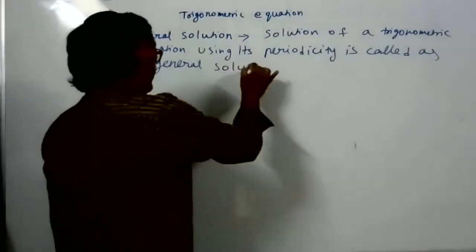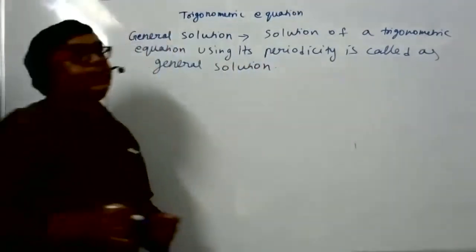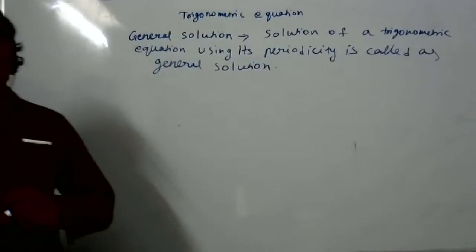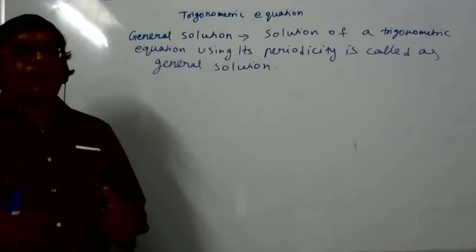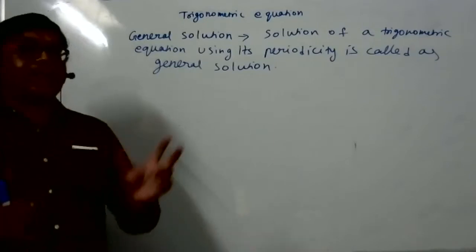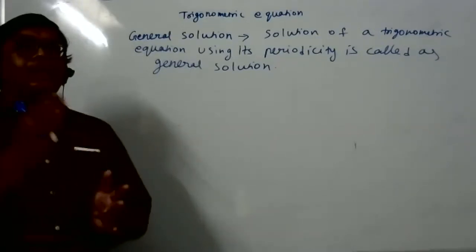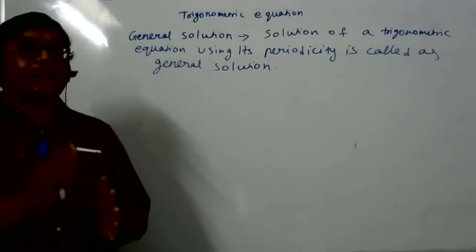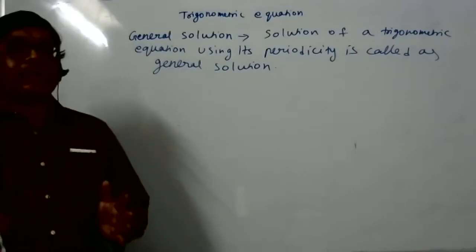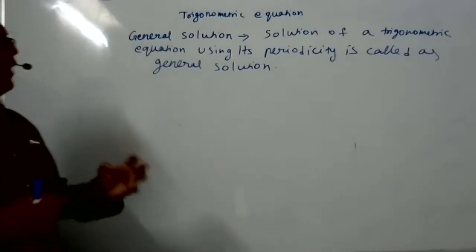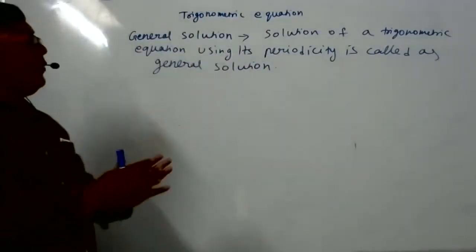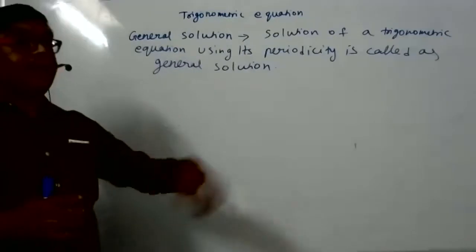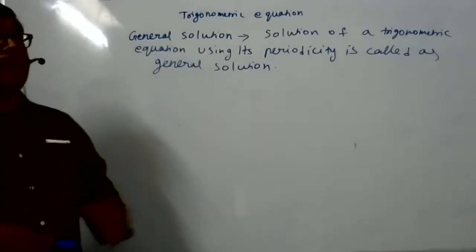You people know very well all the trigonometric functions are periodic. They will repeat their values after a certain period. Sin x, cos x, cosecant x, secant x have period 2 pi, whereas tan x, cot x have period pi. So if we are writing the solution with the help of periodicity, then that solution will become the general solution.